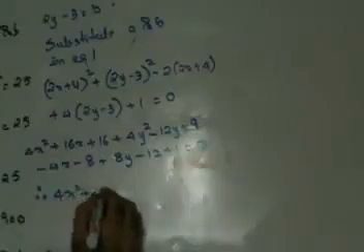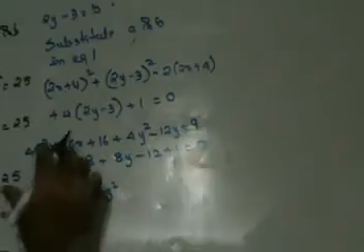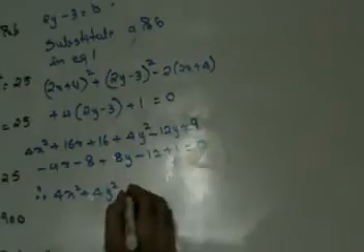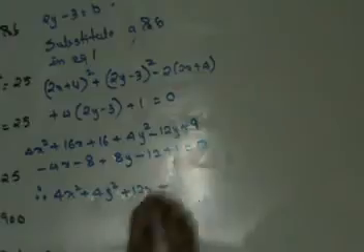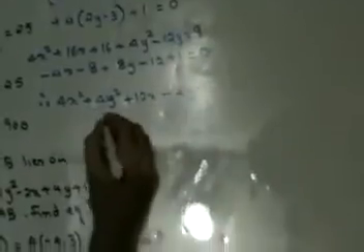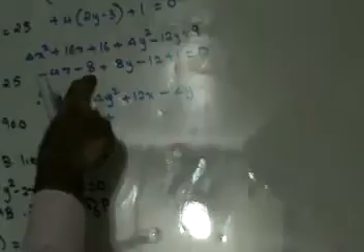4x square plus 4y square, 16x minus 4x, that's 12x minus 12y plus 8y minus 4y, right, plus 16 plus 9, 25. 25 minus 8, 17. 17 minus 12, 5 plus 1, 6 is 0.